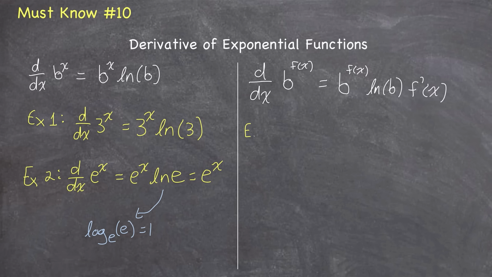So we'll do one example of this, where we find the derivative of the function 5 to the power of 3x plus 1. The derivative rule tells me to keep the power exactly as it is, multiply by the natural logarithm of the base, and then because in the exponent I have a function of x, I then have to multiply by the derivative of that exponent. The derivative of 3x plus 1 is just 3.